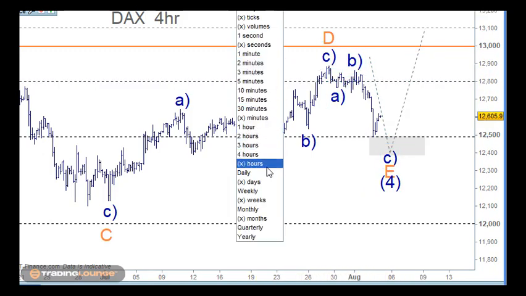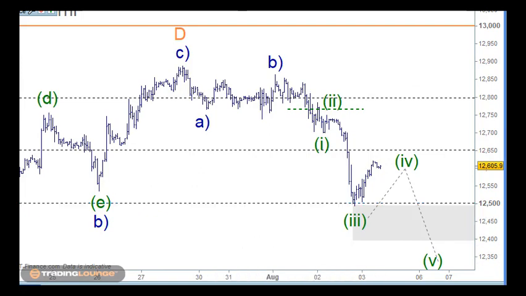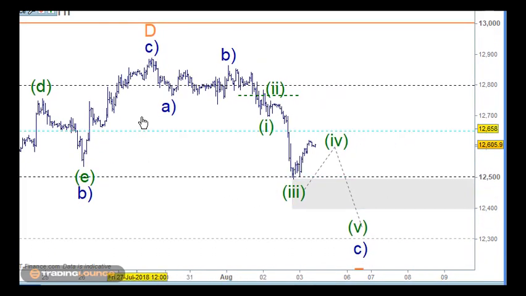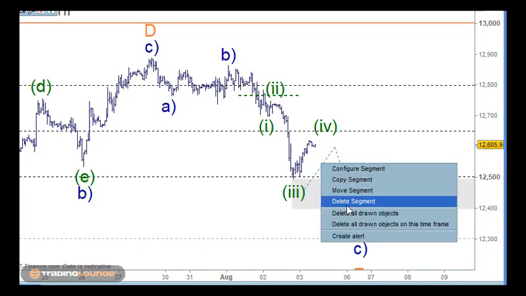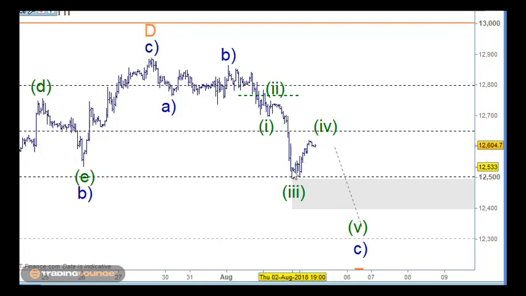If we drill in on the hourly chart with that ABC correction, we're looking at it as an A wave, an A, B, and C for the B wave, then down for 1, back for 2, down for 3, back for 4. That's where we're looking for our bounce off the 12,500, and then we'll see this move down. The thing here is that this particular move in the first instance, this move up, is corrective.